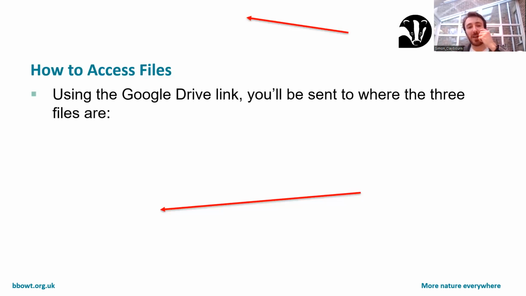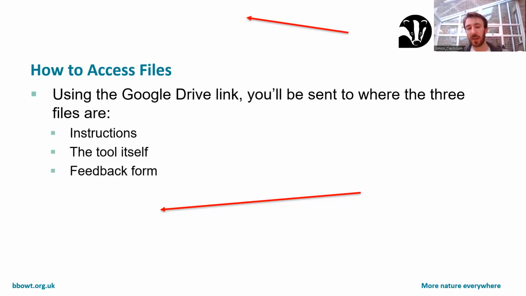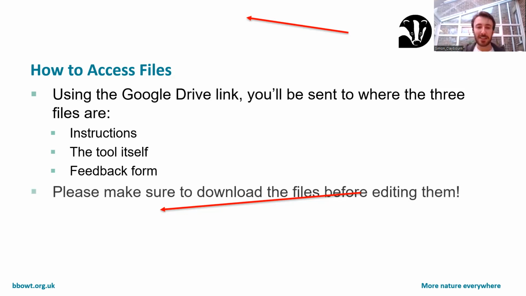So, how to access the files. There's a Google Drive link that I'll send around. Within that, we've got an instruction booklet. It's also got a glossary of terms in, so if any of the ecological stuff I'm talking about sounds a bit wacky, it's probably in that glossary. And if it's not, let me know and I can always add it. The tool is there as well. It's an Excel spreadsheet, which you could download. I'm pretty sure it should work in Google Sheets as well if you don't use Microsoft Office. There's also a feedback form, and I really appreciate anyone that wants to have a go with it filling in the feedback form and sending it back to me.